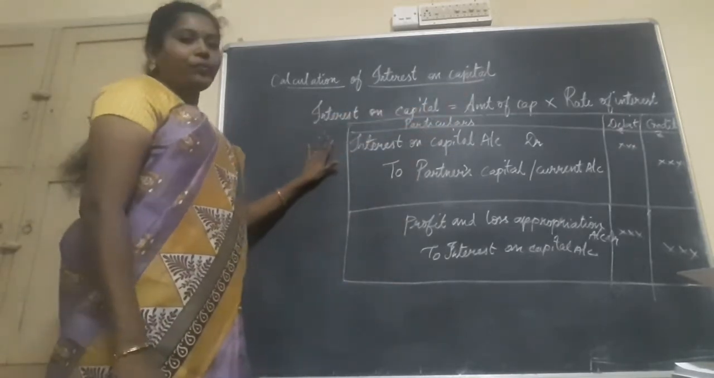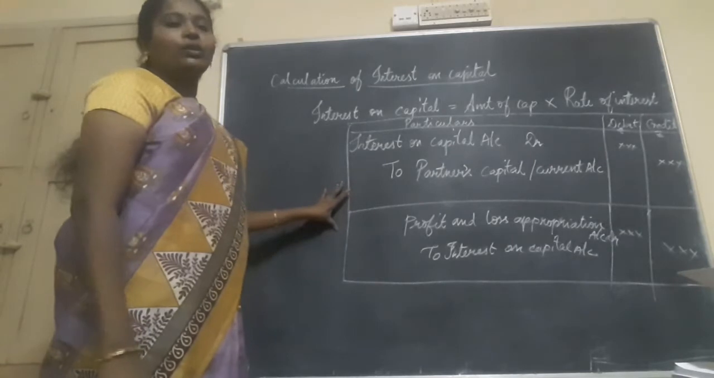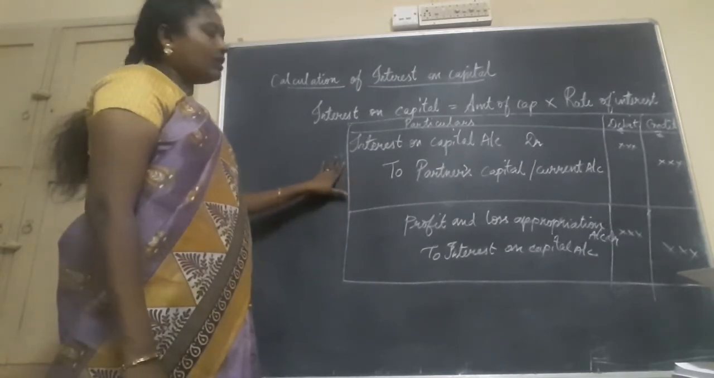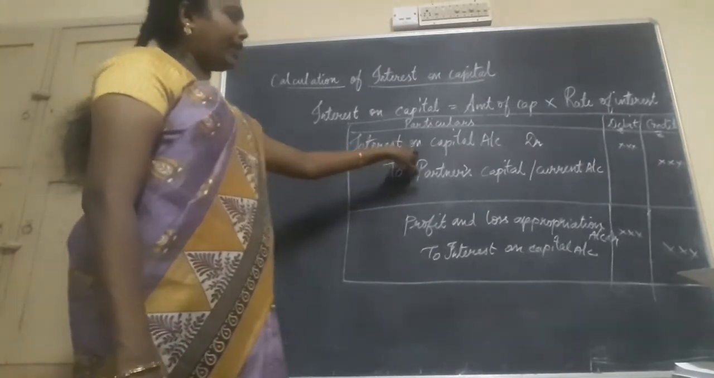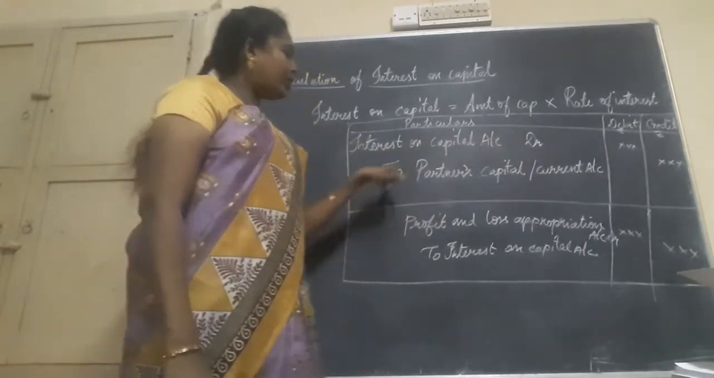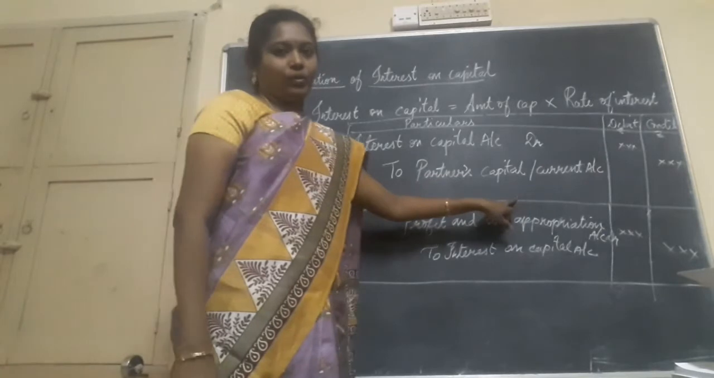So after that we are going to do two journal entries. We are going to post two journal entries. One is interest on capital account debtor, to partners' capital account.